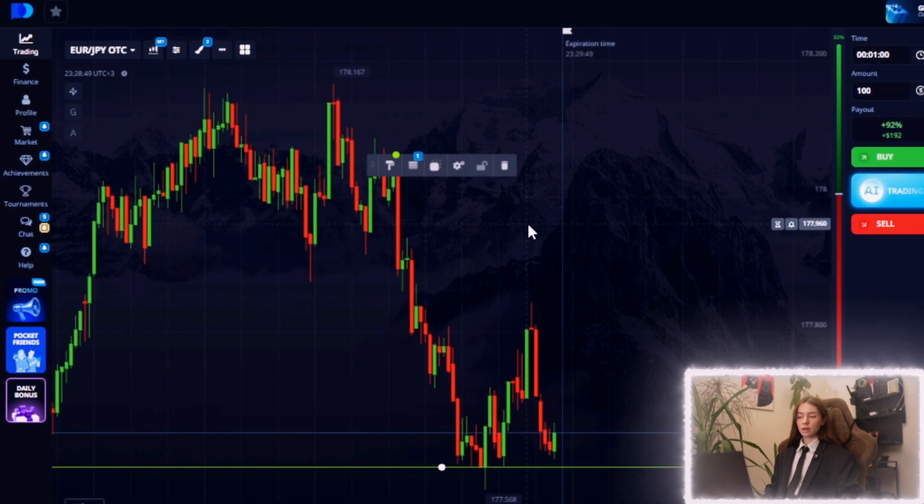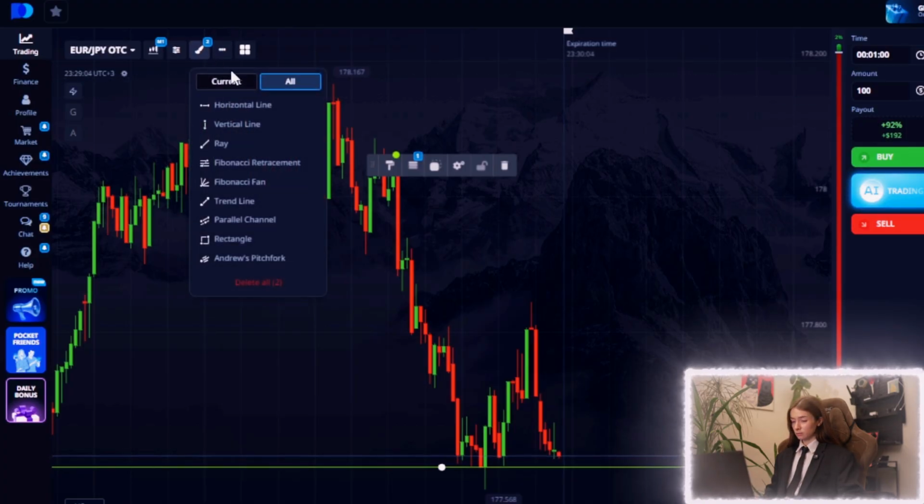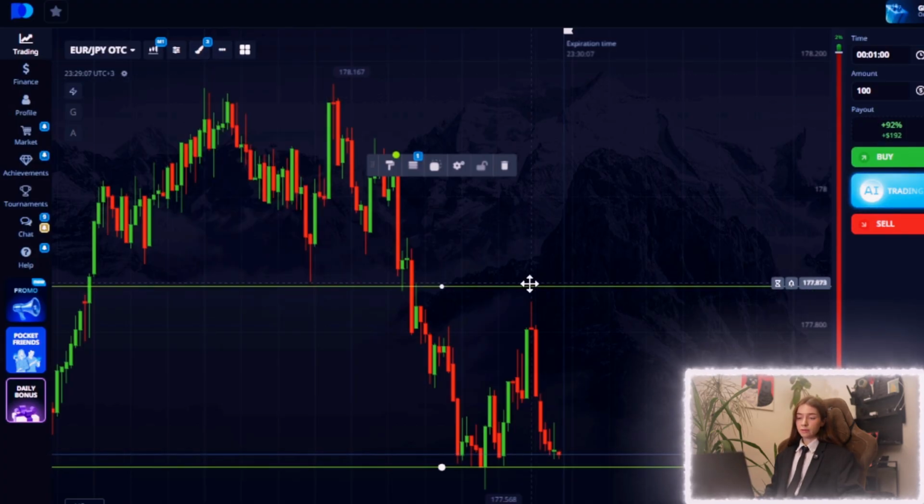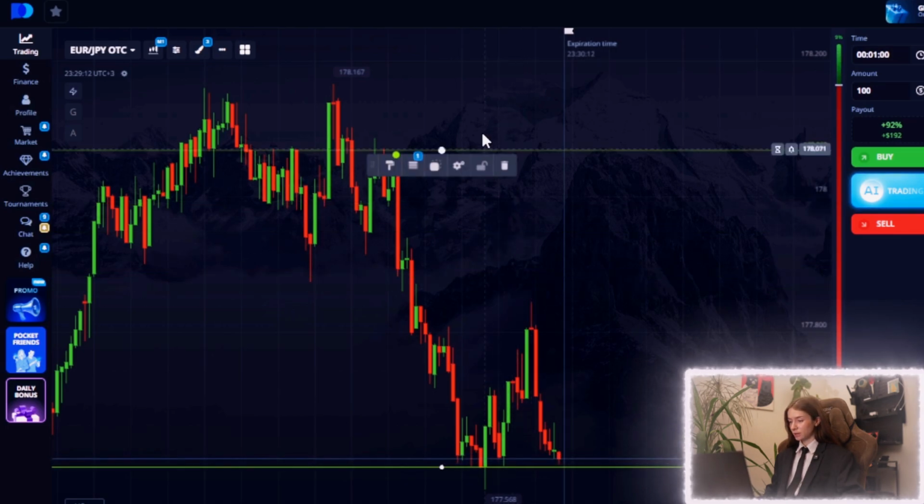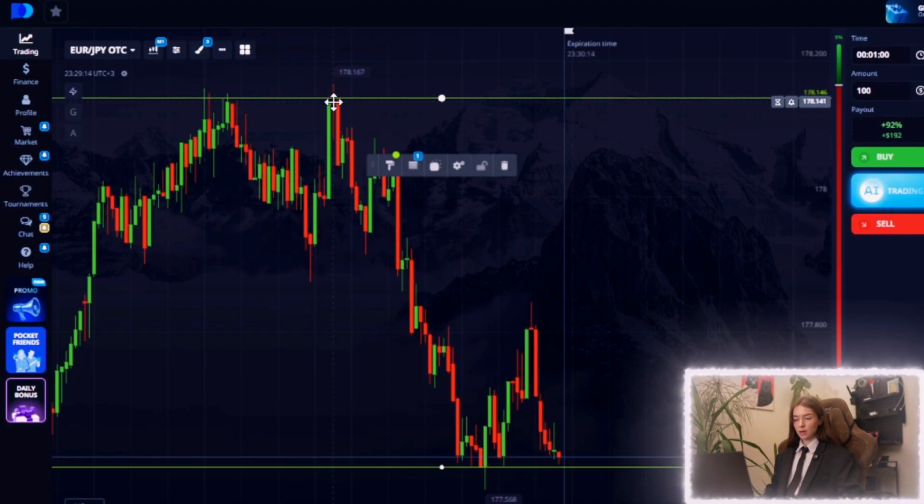Again, what is a resistance level? It is the opposite, a price at which the asset usually stops during growth. When the price approaches a resistance level, sellers start selling. You can say that the resistance level on this chart was, for example, right here. The price reached this high and then declined. Again, a small correction, but on the 1-minute frame we mark the resistance level here.